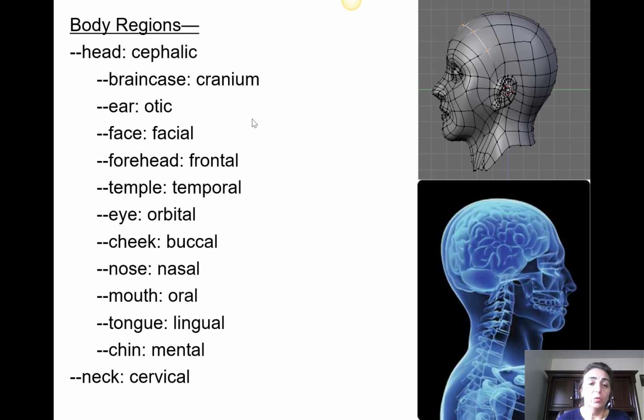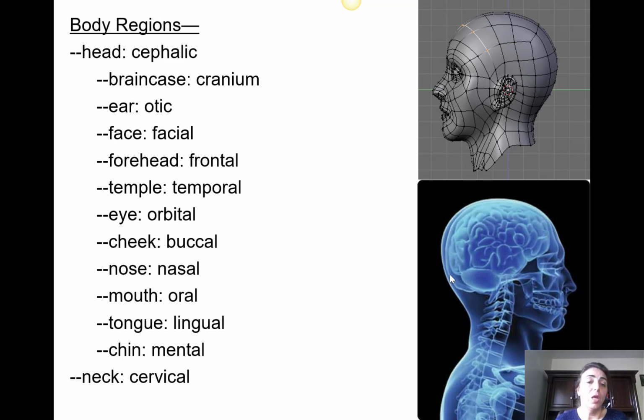And some other structures might be discussed here. The brain case is the area of the head where the brain is located. Another word for brain case: we call it cranium, and whatever is related to that is called cranial. So sometimes you may see that we call it cranial, which means toward the head, toward the brain.